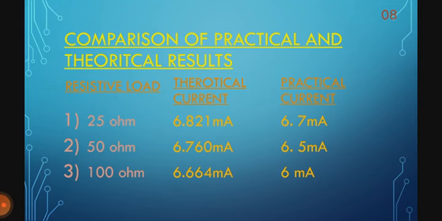After that, find a table. When RL is 25 ohm, theoretically we find it is 6.8 and practically 6.7. If it is 50 ohm RL, then the theoretical current is 6.7 and practically 6.5. When RL is 100 ohms, theoretically 6.6 and practical current is 6 milliampere.